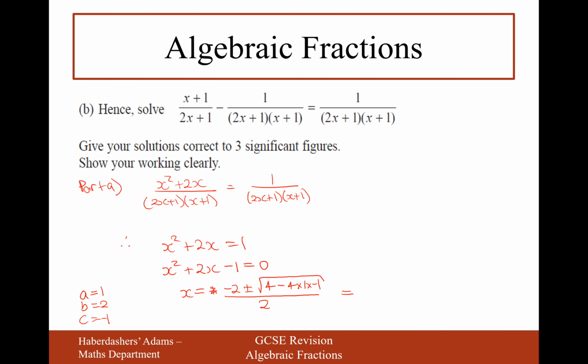So therefore we get two answers. That will be 0.414. That's the 3 significant figures. And the next one, just change the plus for a minus, minus 2.414. No, minus 2.414, and both of those are to 3 significant figures. And there we are, that's the answer to this question here.